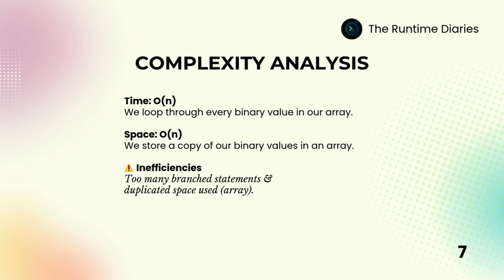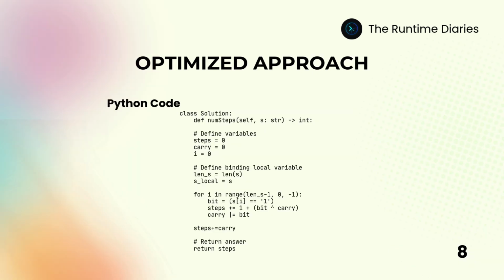My naive approach worked, but it wasn't optimal. The time complexity was O of n, so we looped through every bit. The space complexity was also O of n, since we stored the binary string in an array copy. The logic was fine, but it relied on too many branch conditions, and I knew I could simplify it further. That's when the optimized version clicked. Instead of literally moving bits, I could walk backward through the string, analyzing each bit's relationship to the carry. Now, instead of simulating the process, I was modeling the pattern.